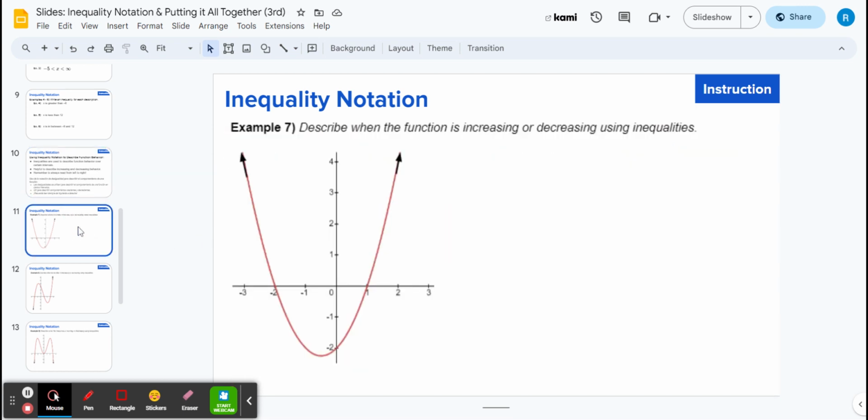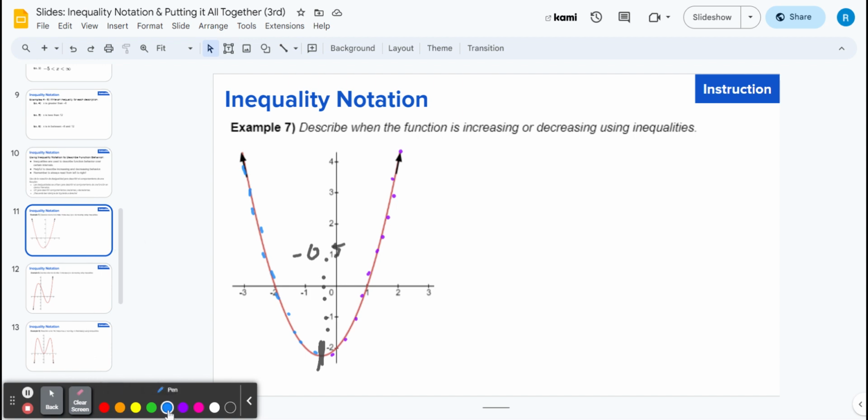So we're just going to run through 3 examples really fast. Example 7 here. We want to describe when the function is increasing or decreasing using inequalities. So if we read our graph from left to right, we'll notice that we're decreasing in the blue. We hit this local minimum here, and then we are increasing on the right in purple. And this spot here where we kind of switch over is roughly negative 0.5. We can take an estimate there if we want to.